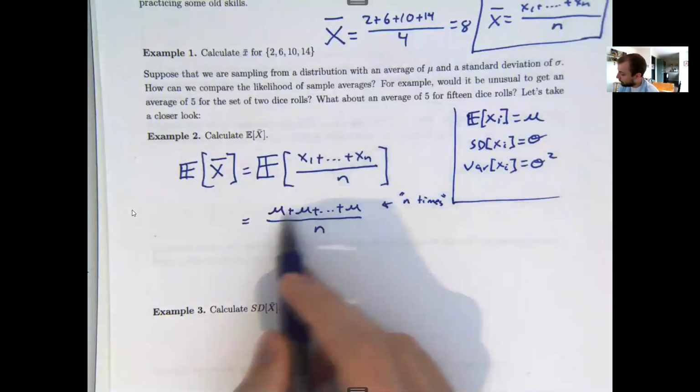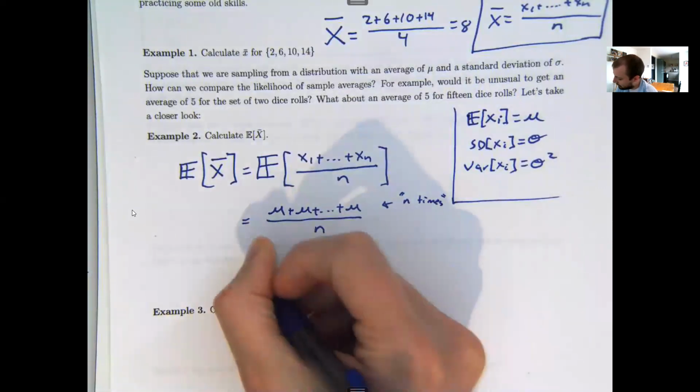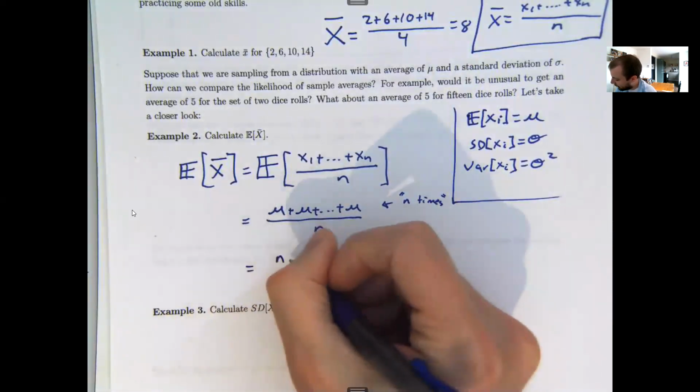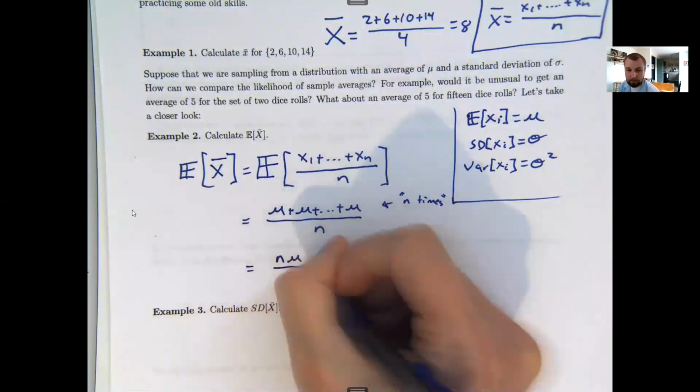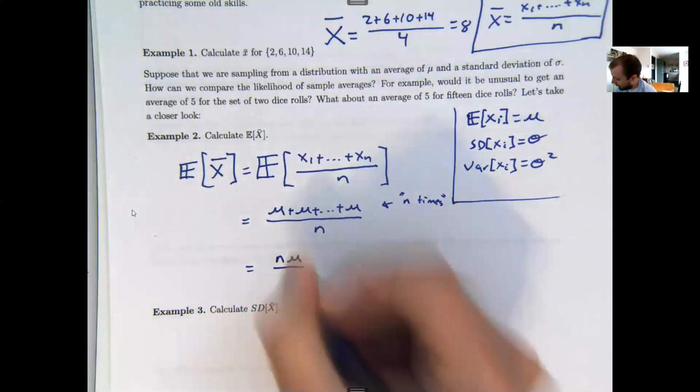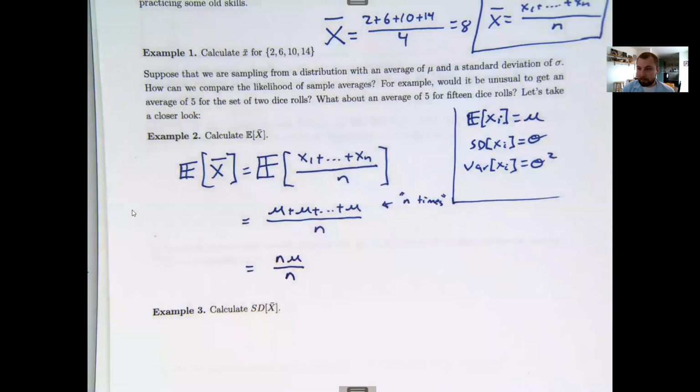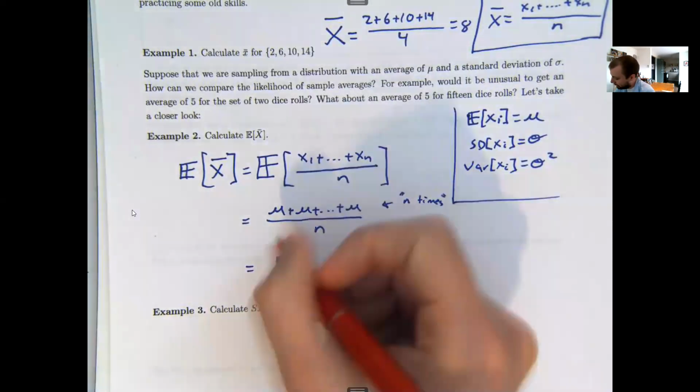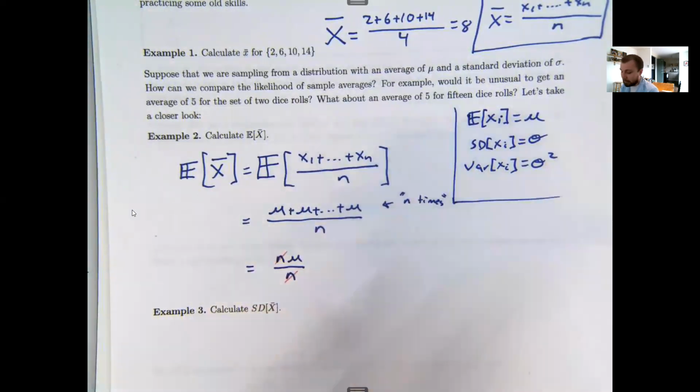If I have mu plus mu n times, that's the same thing as saying n times mu. There are n of those mu's. I'm dividing this by n. And I can do a little bit of simplification here because I'm noticing that there's both an n on the top and the bottom. So if I cancel that n out, I'm left with mu.